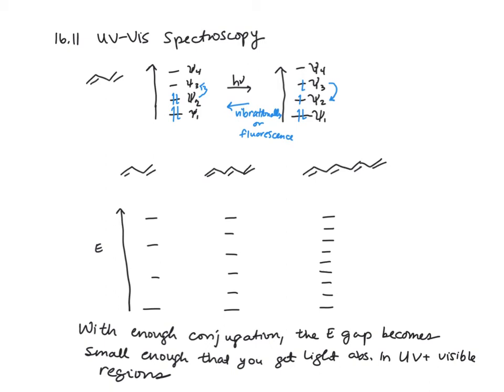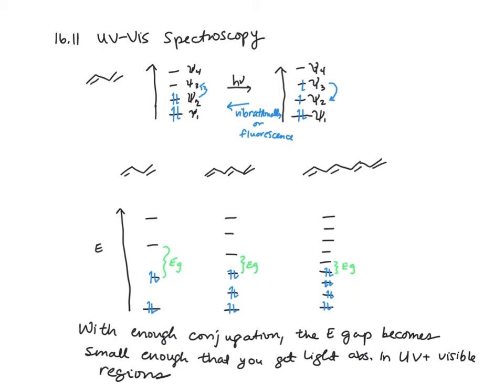Now let's take a look at three molecules with extended conjugation lengths, starting with butadiene. Let's populate those molecular orbitals. And what you can see from this diagram is that the gap between the HOMO and the LUMO is becoming shorter as we get to increasing conjugation. With enough conjugation, you can get this energy gap small enough that you get light absorption in the visible region.